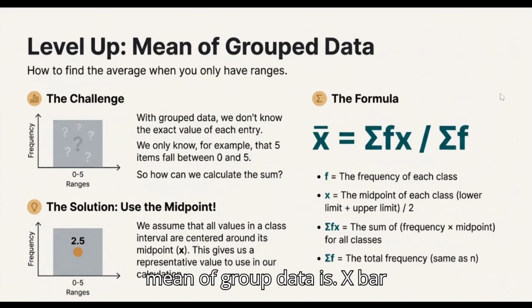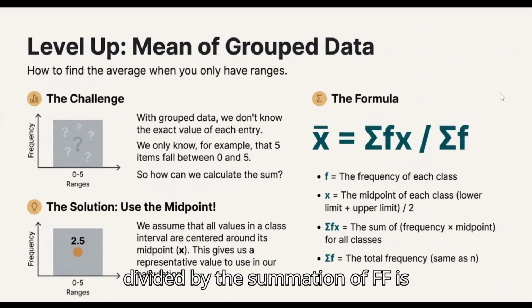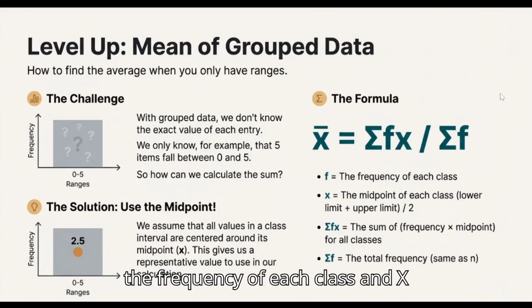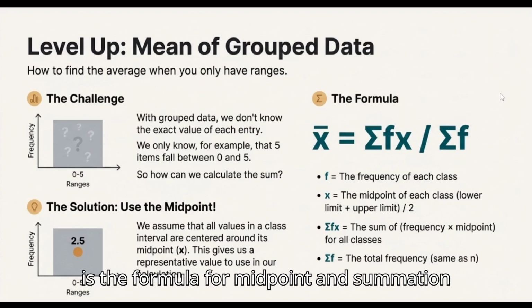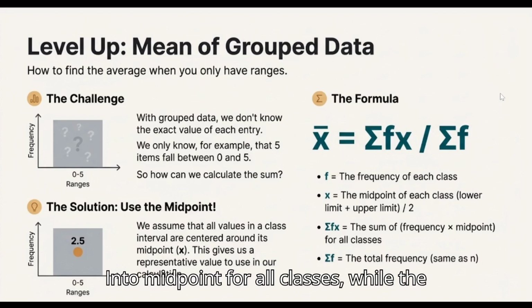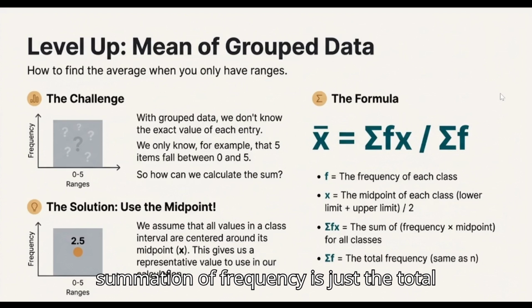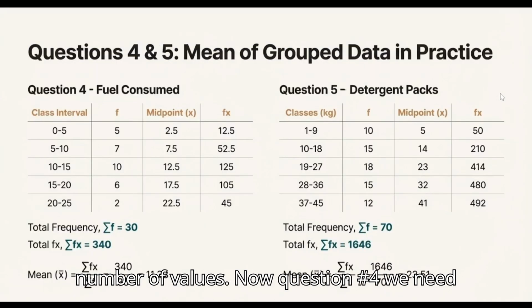The formula for mean of group data is x bar being equal to the summation of fx divided by the summation of f. F is the frequency of each class and x is the midpoint of each class. Lower limit plus upper limit divided by 2, that is the formula for midpoint. And summation of fx is the sum of frequency times midpoint for all classes, while the summation of frequency is just the total frequency. It is also equal to n, the number of values.